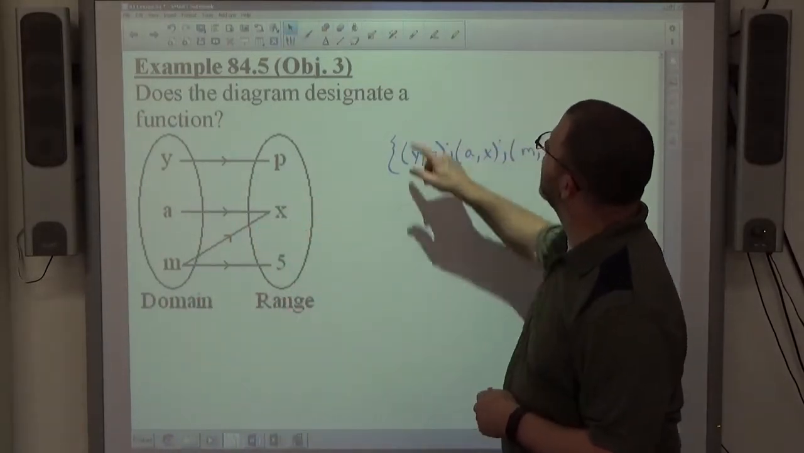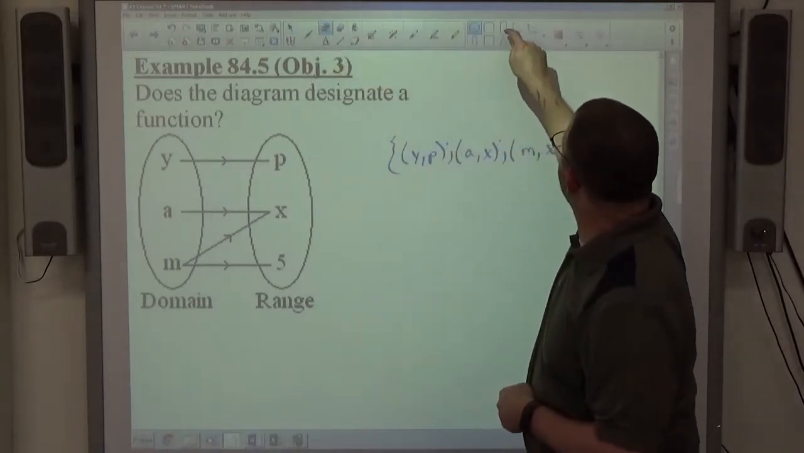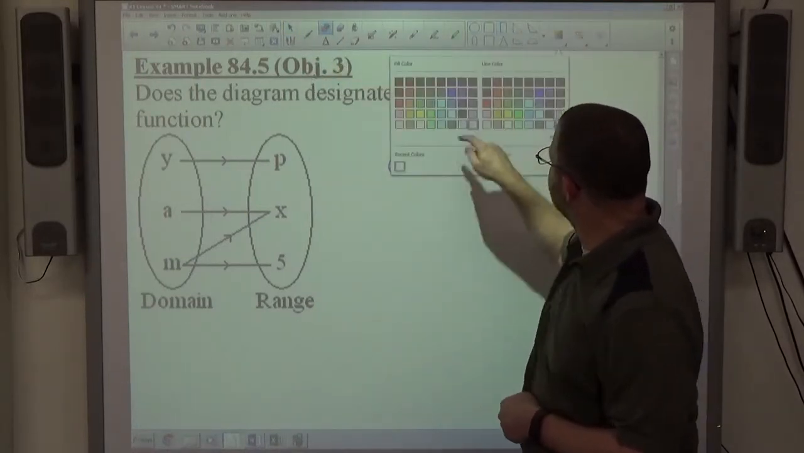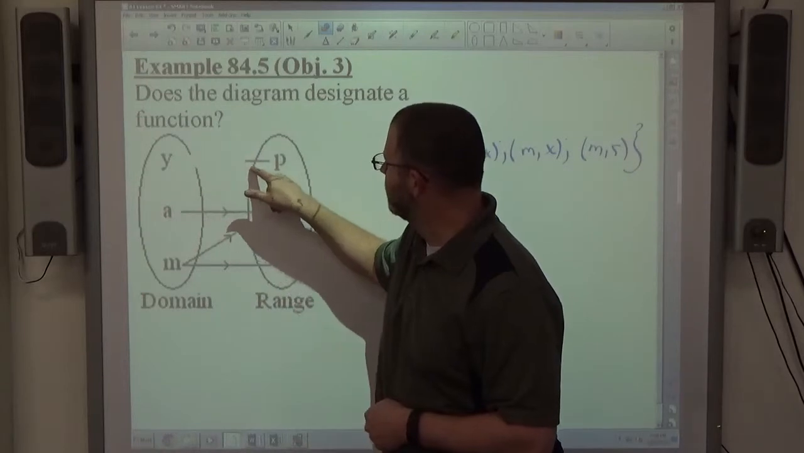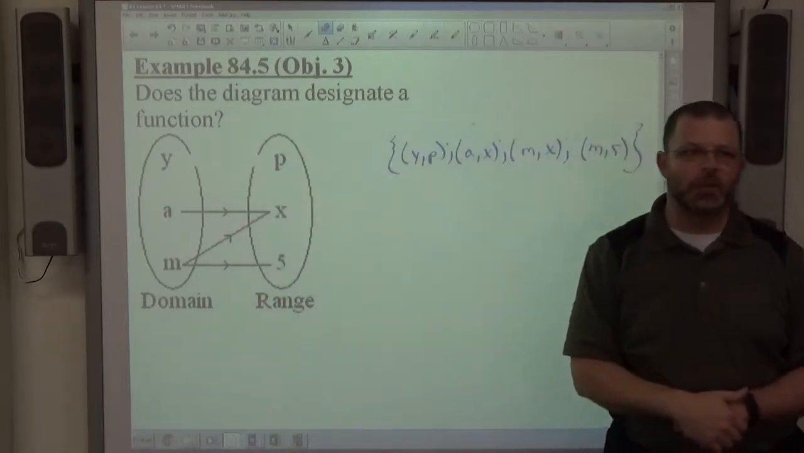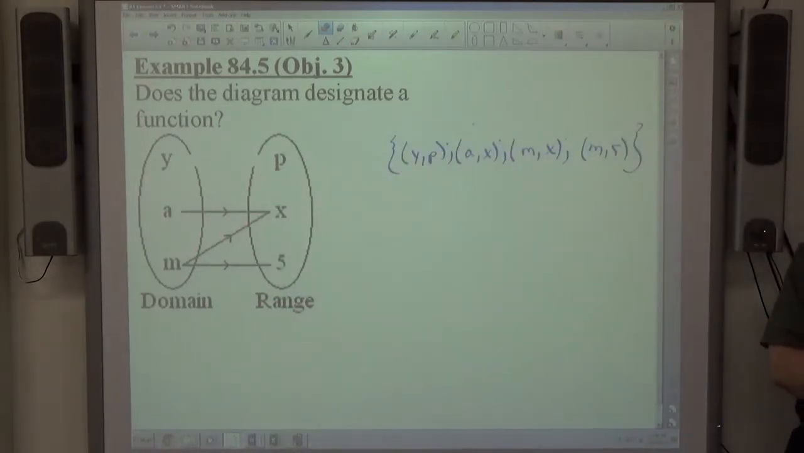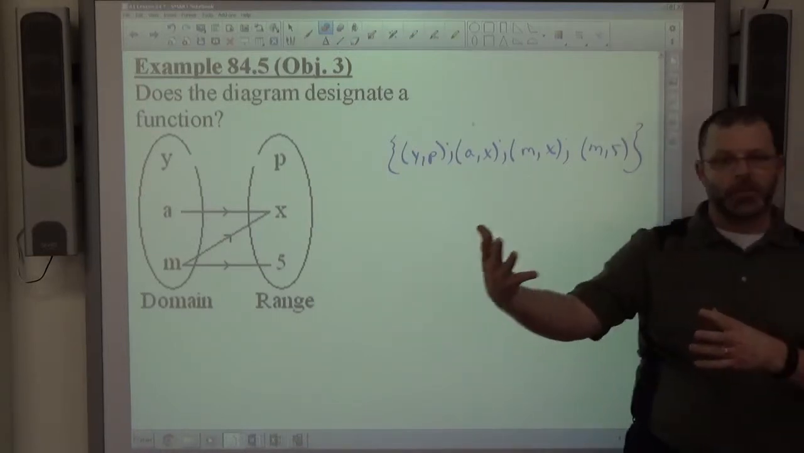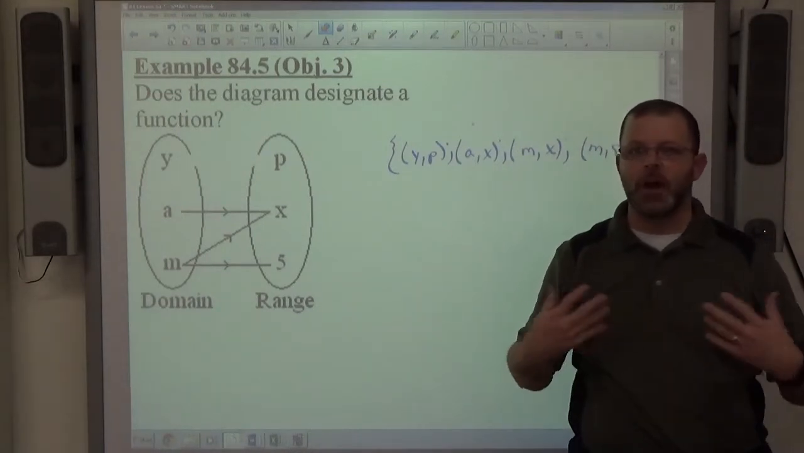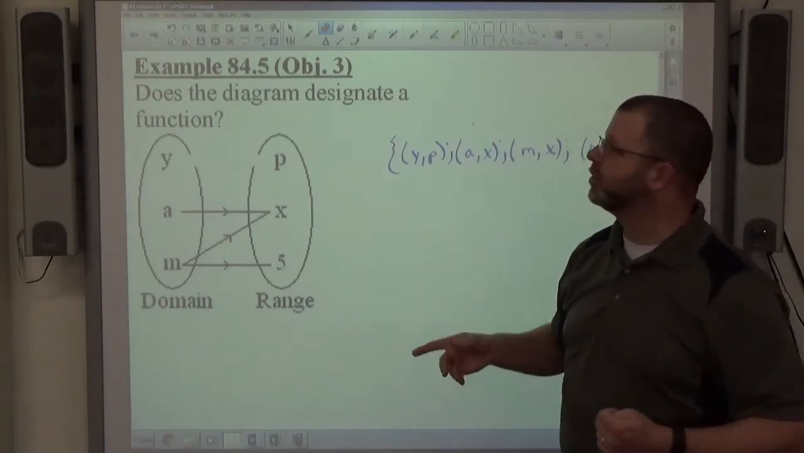So if you were to see this, let me just give you an example real quick of what would not be a relation. If you saw that, now it's not a relation. Because what does Y go to? Nothing. Y is part of the domain, it's going to nothing. So that would not be a relation at all, so now it's not a function.